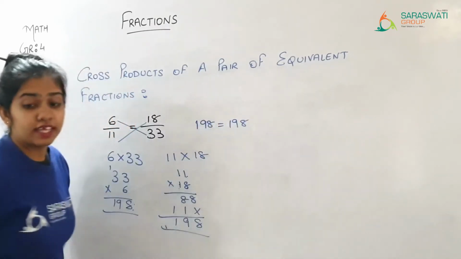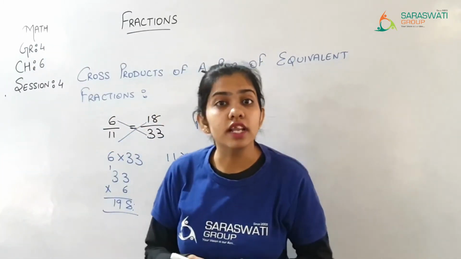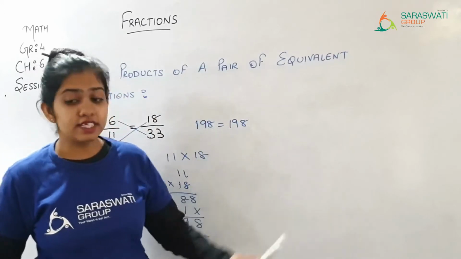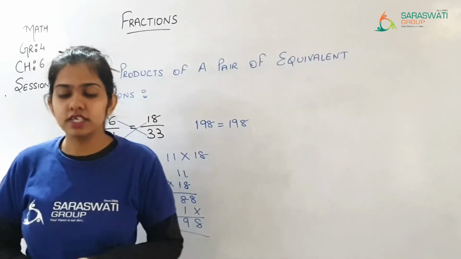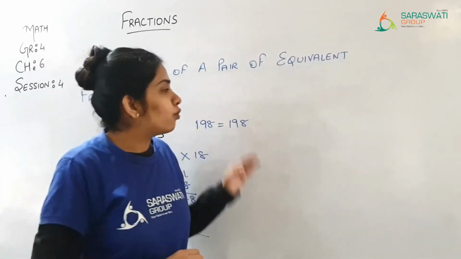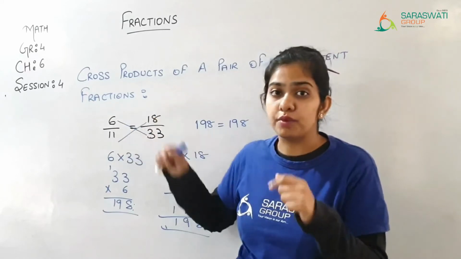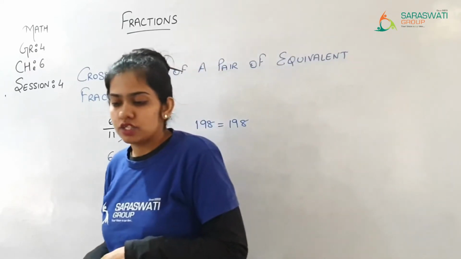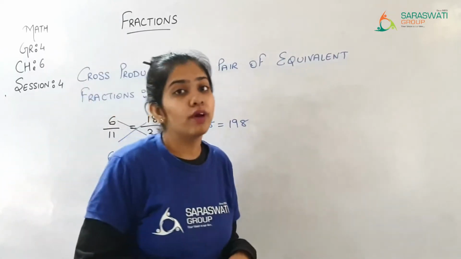So yes, we can say that we find the products are equal. The products which we get, that is equal. So for equivalent fractions, the cross products are always equal. Equivalent fractions में जो हमारे cross product रहते हैं वो हमेशा equal रहते हैं. This fact gives us a method to check if two fractions are equivalent or not.